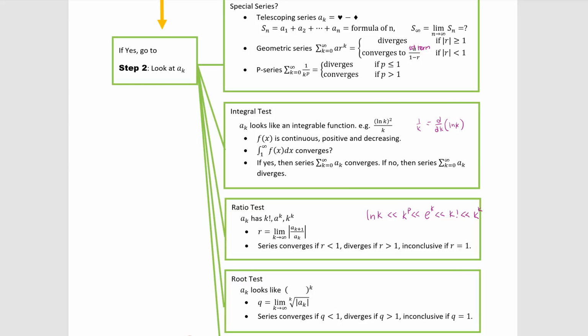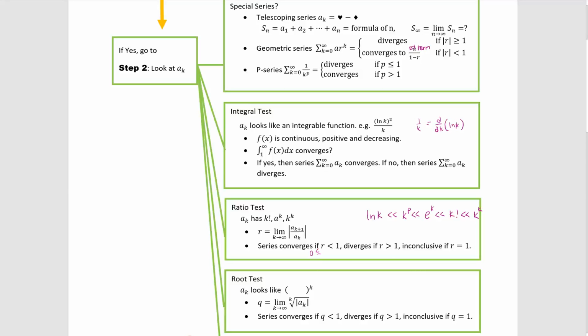Okay, and then when you apply the ratio test, you compute R. The ratio is the limit of a sub k plus 1 over a sub k, so the absolute value of that. The series converges if R is less than 1, and it diverges if R is greater than 1. And it's inconclusive if R equals 1. Actually, because R is the limit of the absolute value, we already know R is greater than or equal to 0.